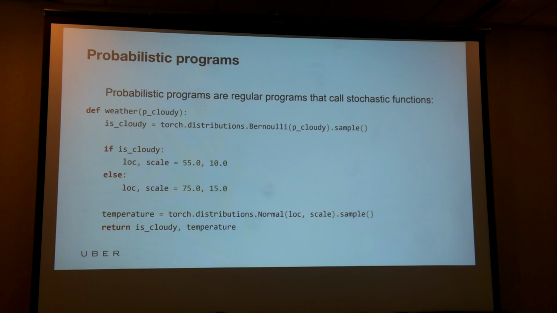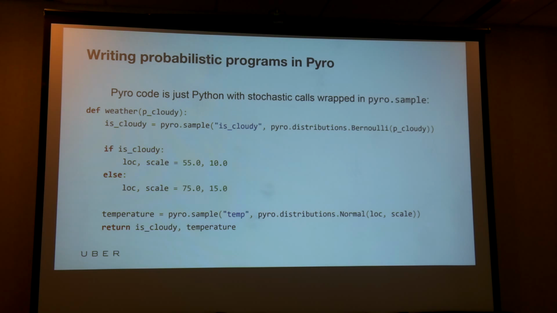In the sky, it could still be freezing. So that was just a regular Python program with a couple of calls to some objects from the PyTorch distributions library, or SciPy, or pick your favorite library of probability distributions and samplers, random number generators. So Pyro code is just pretty much exactly that same Python program, except that the stochastic function calls, the calls to the random number generators, are wrapped in this pyro.sample primitive, and they're marked with names.